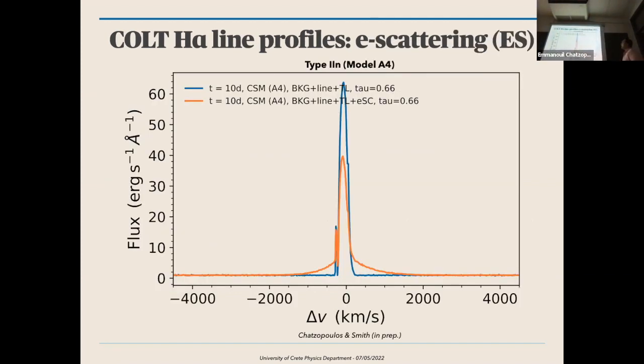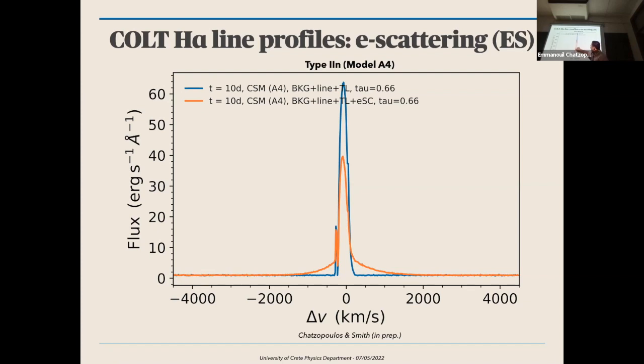So here is a model line profile for one of our models. This is the interaction between a red supergiant star and, I think it was, a 0.1 solar mass envelope. We call it model A4. It's from the A series. So in the blue here, you see the line profile at 10 days after the interaction starts. And we're only including the background plus the line photons here. Now, if you also include the electron scattering, you get what you expect, which is that you remove flux from the line center towards the wings, and you get broader wings for that line.